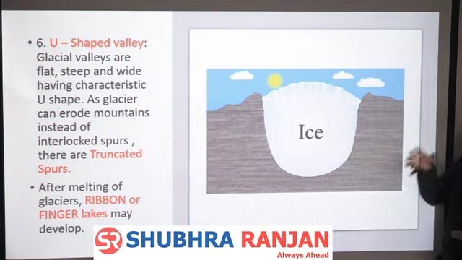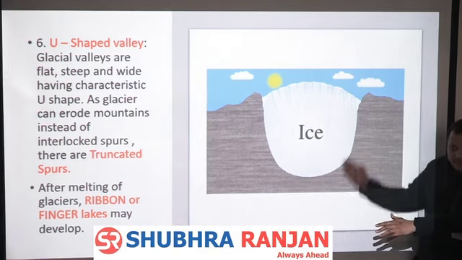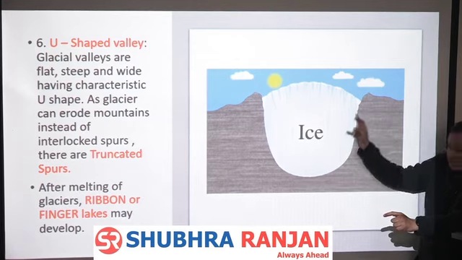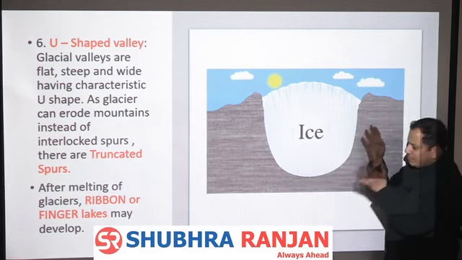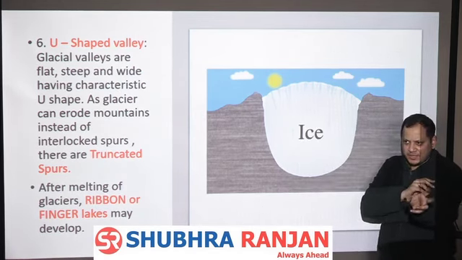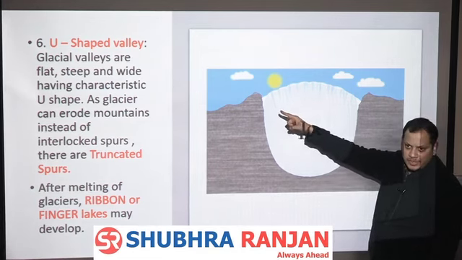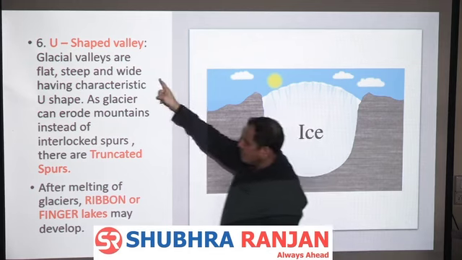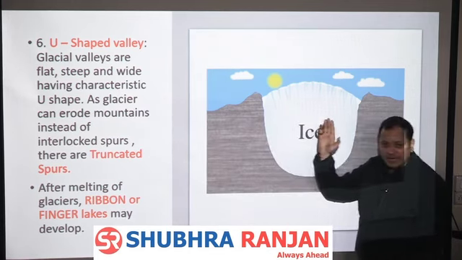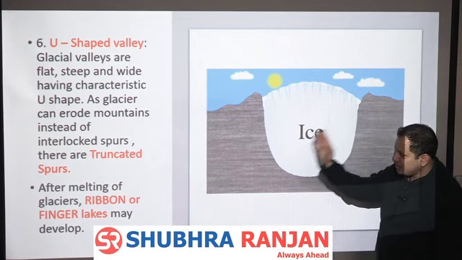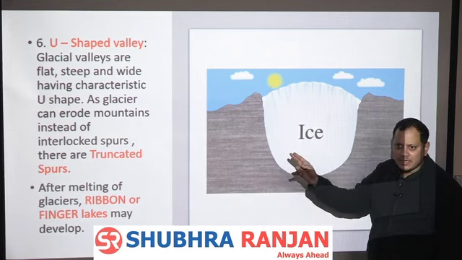Then when the ice is moving, understand, when the ice is moving, it will cut the sides of a mountain, unlike V-shaped valleys which are formed by the rivers, because river का पानी flexible होता है, water is flexible. यहाँ पे water can take the shape of a surface, but ice cannot, and therefore it will cut back, resulting into what we'll call U-shaped valleys. So glacial valleys are always flat from the bottom, steep, wide, having characteristics U-shaped. A glacier can erode the mountains and therefore instead of interlocked spurs, there are truncated spurs.